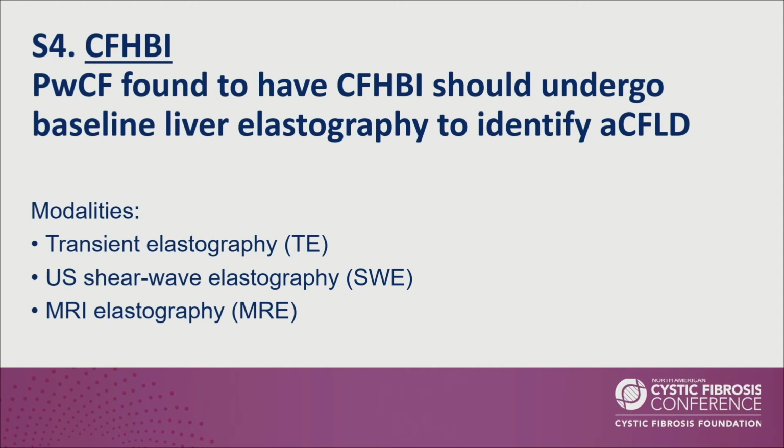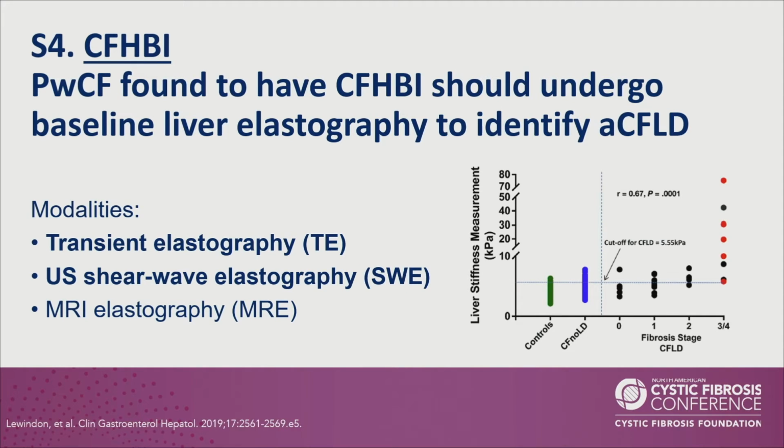The three main modalities for elastography or stiffness include transient elastography, shear wave elastography, and MRI elastography. The cost and burden of MRI-based elastography made it unattractive to the group, and also it has not been very well studied in the context of cystic fibrosis. Therefore, the guidelines are focused mainly on transient elastography and shear wave elastography.